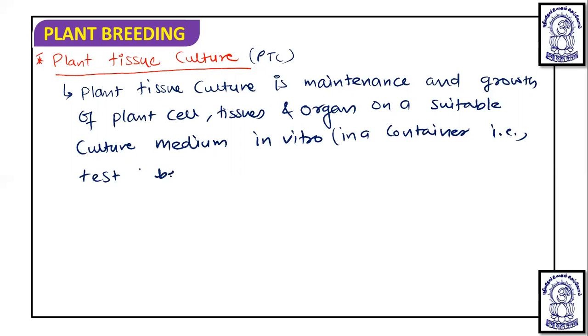If any plant part, that can be a plant cell or tissue or organ, is maintained and grown on a culture medium in artificial condition, then that artificial technique is known as plant tissue culture. And in that we use an explant, and we have studied now that an explant is a plant part which has a capacity to form a new body or a new plant.